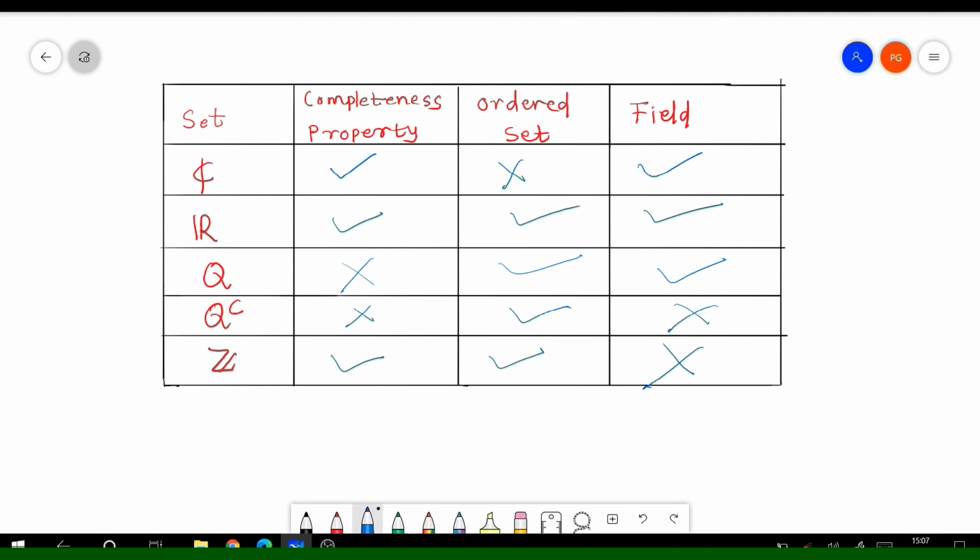Now if you see here, only R satisfies all three properties. So when we go deep into R and see other properties, it is very easy for us to determine the properties of all other sets, and hence we first study R and then accordingly we go to Q, complex numbers and all.